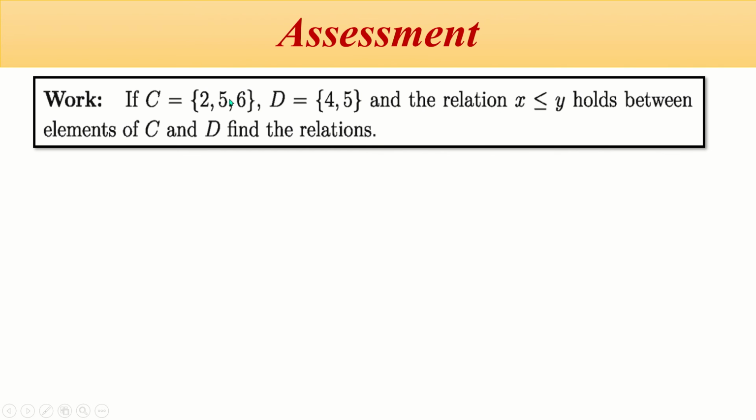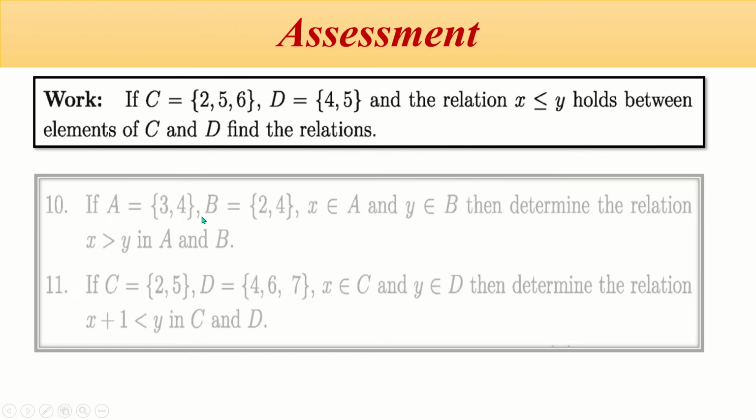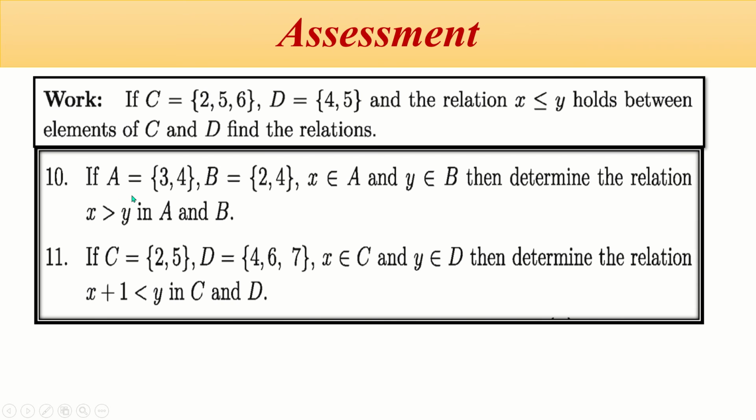That means (2, 4), that is correct. (2, 5), that is correct. (5, 4), wrong. (5, 5), that is correct. (6, 4), wrong, because x is greater than y. (6, 5), that is wrong. Clear? So the result will be (2, 4), (2, 5) and (5, 5). Clear everyone? And also you can solve questions 10 and 11 in your book, exercise 2.2. Clear?